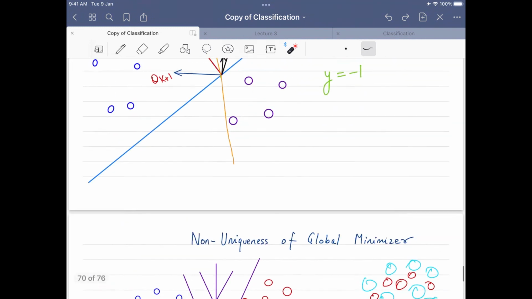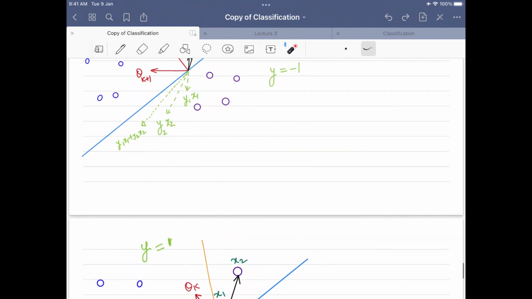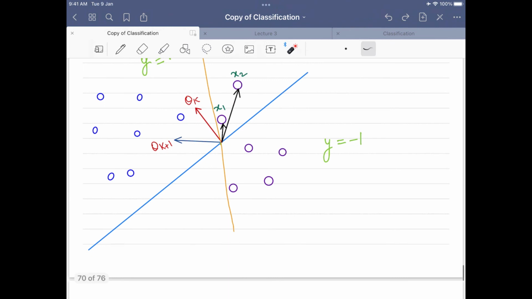Any question here related to this discussion? Are you able to follow?